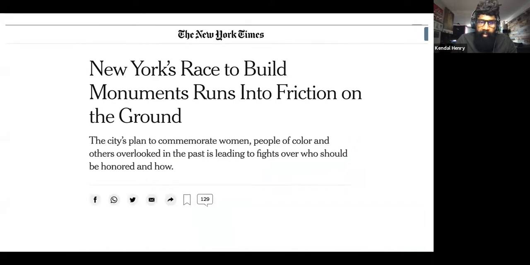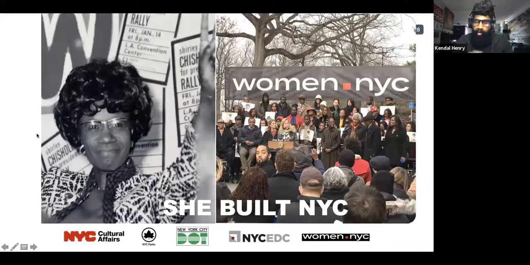And here's another: New Yorkers' race to build monuments runs into friction on the ground. Again, I think it's very important to highlight some of the things that come up when doing this kind of work that pose a problem in the process, because I think it's important that we learn from these different situations and we adjust accordingly. Continue on. Again, I told you I'm going to just go all over the place.